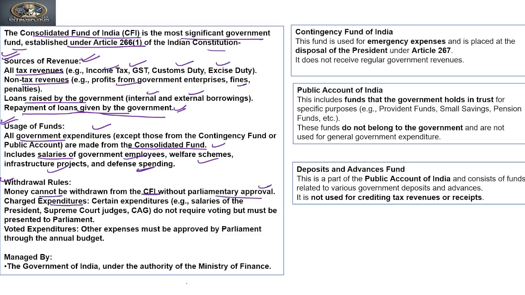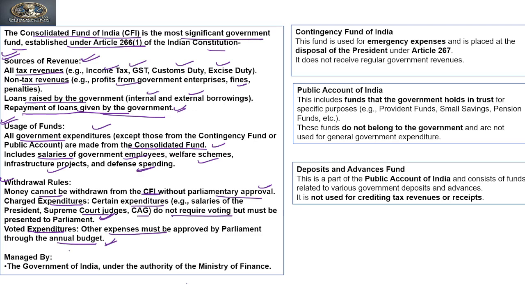Charged expenditure, certain expenditure, that is salaries of the President, Supreme Court judges, and CAG, does not require voting but must be presented to the Parliament. Voted expenditure, other expenses, must be approved by Parliament through the annual budget. Clear? Now it is managed by the government.